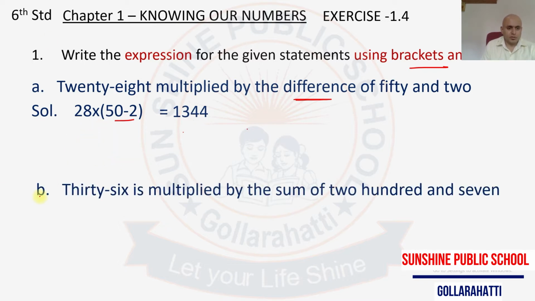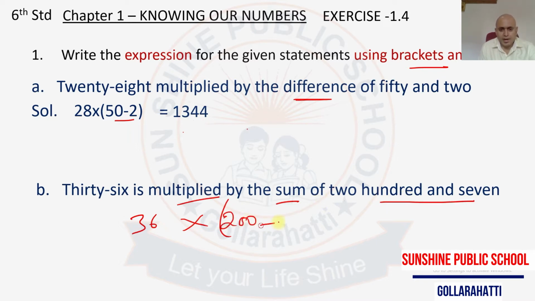Okay. Second question, 36 is multiplied by the sum of 200 and 7. Here they have given sum. Sum means add. So 36 is multiplied by the sum of 200 and 7, that means 200 plus 7. So this is the expression you have to write. That is 36 into (200 plus 7).